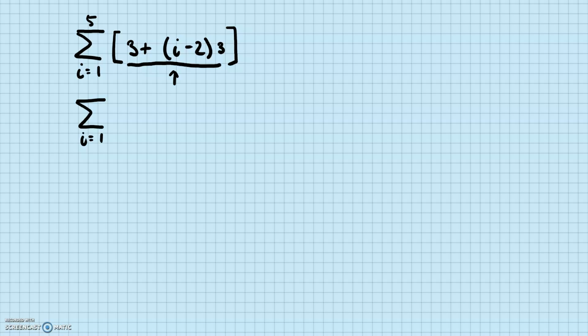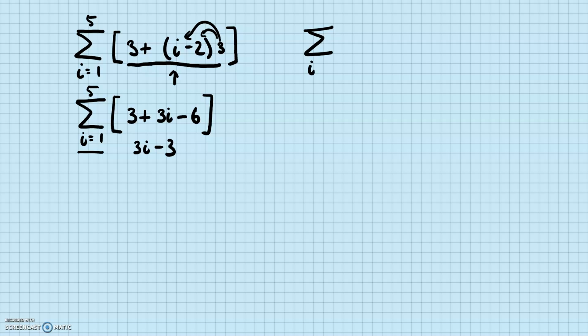This is going to be the summation from i equals 1 to 5 of, so let's distribute the 3 like this. So before you work with the summation, simplify what's inside the parentheses. We have 3 plus 3i minus 6, right? And then that's going to be 3i minus 3. Okay, so basically we have the summation of i equals 1 to 5 of 3i minus 3. Now, since we can't simplify inside the parentheses any further, we can start using the summation properties.